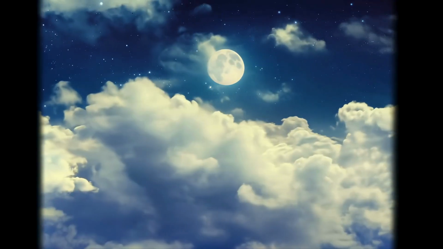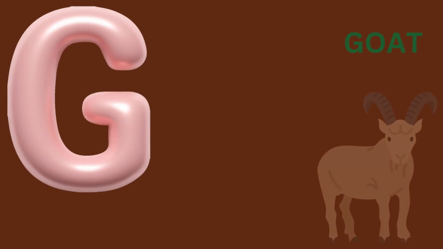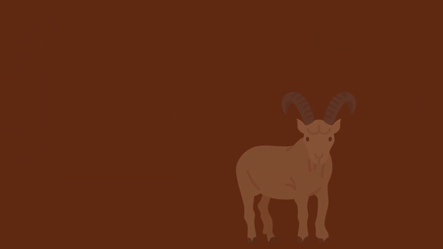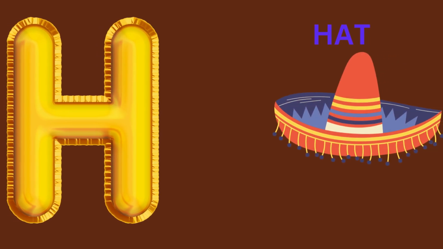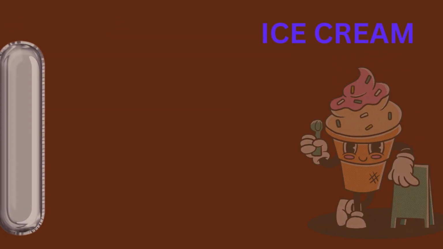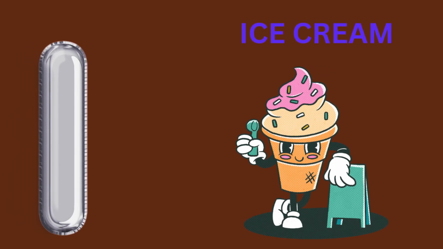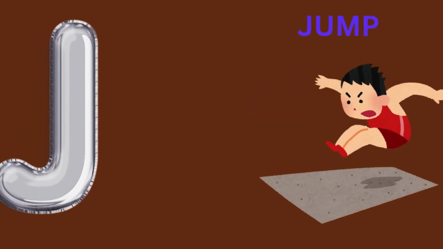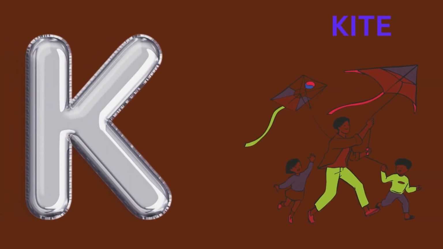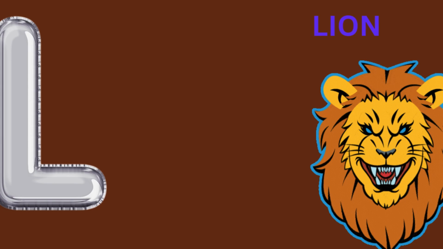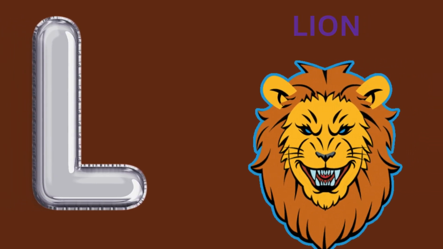Let's have a ball. G is for goat, munching on grass. H is for hat, wear it with sass. I is for ice cream, cold and yum. J is for jump, up high, here we come. K is for kite, flying so high. L is for lion, give a loud roar, hi.